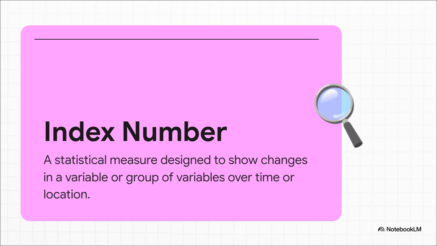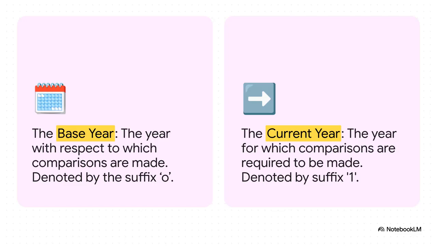Okay, so what is an index number really? The official definition sounds a bit academic, right? A statistical measure showing changes in a variable. But let's cut through that. In plain English, it's just a way to compare something now to how it was before. It takes a ton of messy, complicated data and distills it into one easy-to-understand percentage that tells a pretty big story. And the whole concept hinges on this one simple idea.